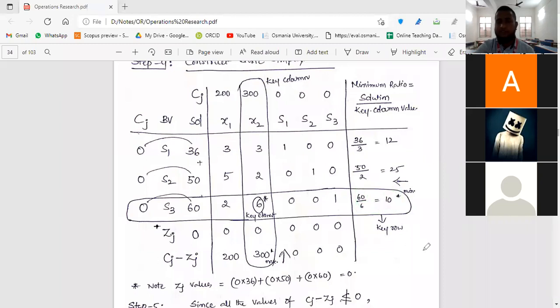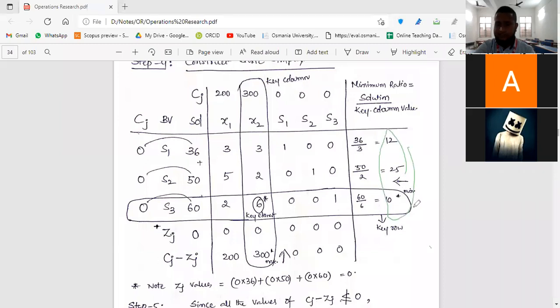Now you have filled everything in the table. Now out of these three values, as the name is suggesting, you need to select the minimum value. Out of 12, 25 and 10, which is the minimum value? 10, yes, exactly, correct. This 10, you please round off this row. This will become the key row. This is the key row. And this is the key column.